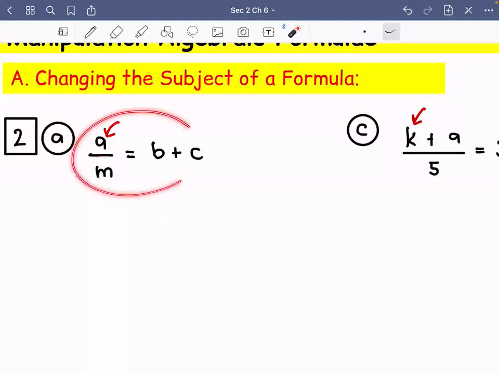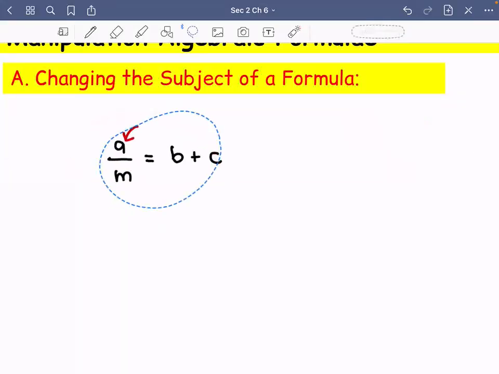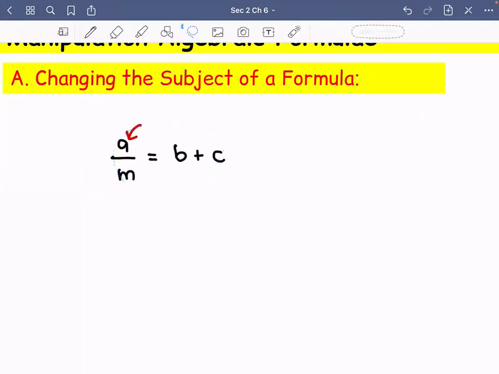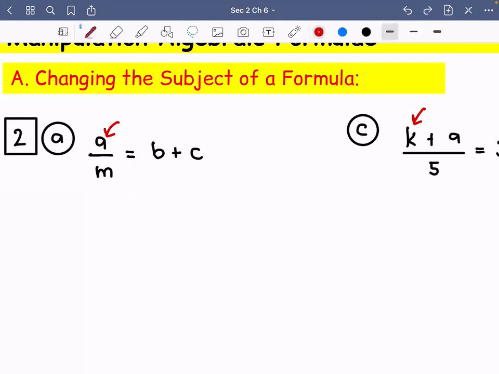Okay, so actually there are two ways. Let me help you with the first one. Let me write it here. So we got A over M equals B plus C. To get rid of M, you can just multiply both sides by M, right? So M with M. Then A equals M times B plus C. And so that's how I get rid of M.